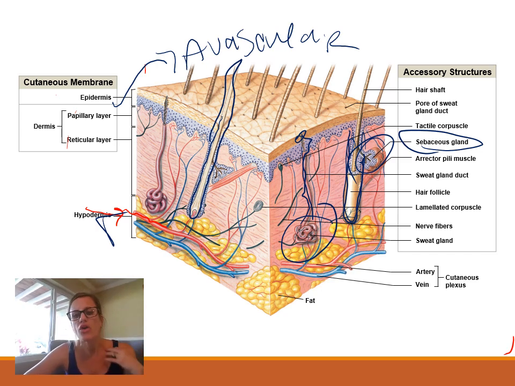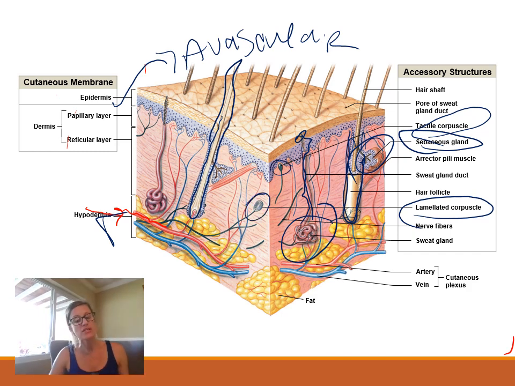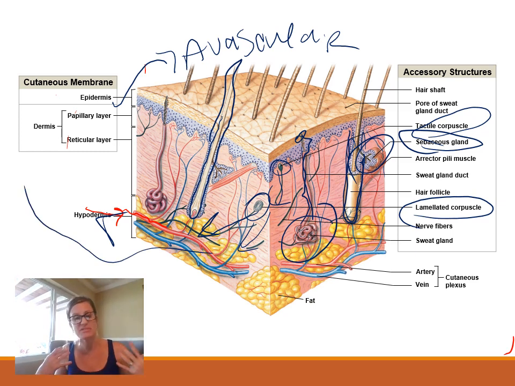Also listed over here are some different sensory receptors. So the lamellated corpuscle, which is a Pacinian corpuscle. And then tactile corpuscles. You learned to identify those already in lab. Remember, those are sensory receptors. When they're squished or triggered, they send a signal up this nerve fiber, and that signal makes its way up to the central nervous system, and then we know that we're touching something.